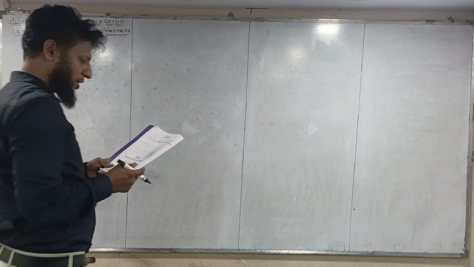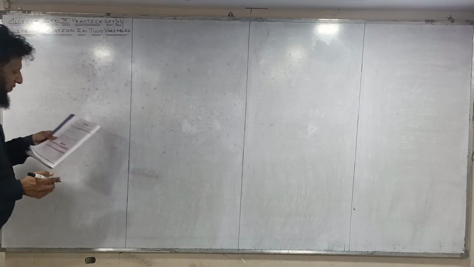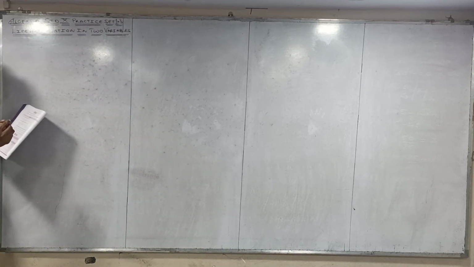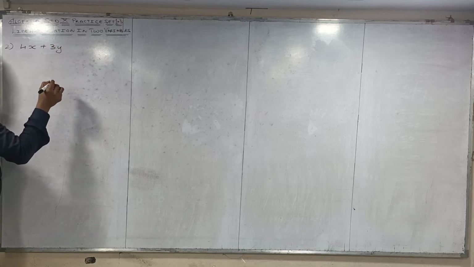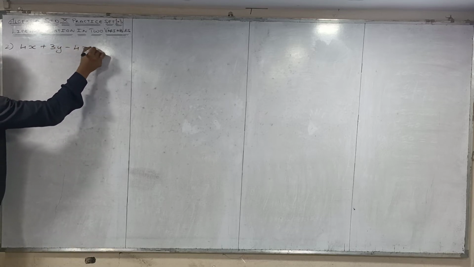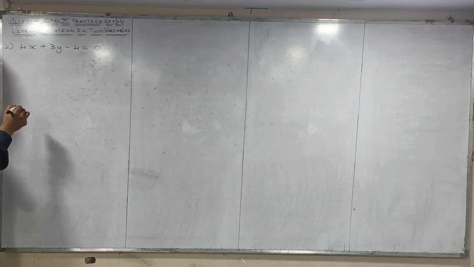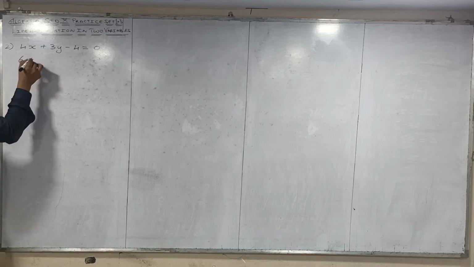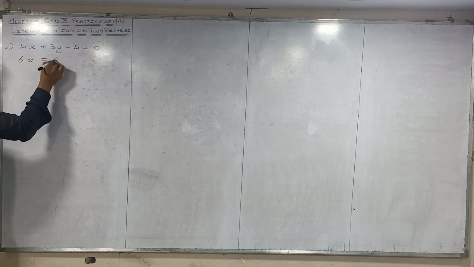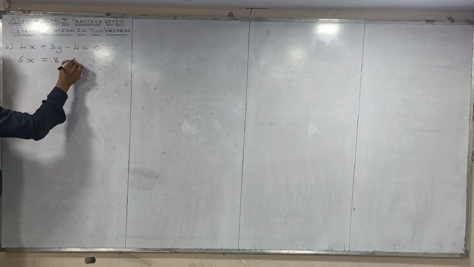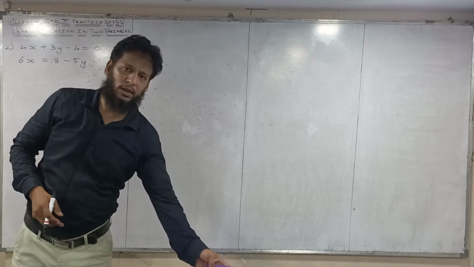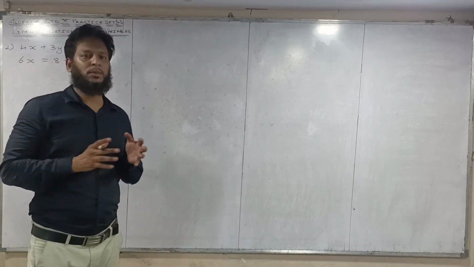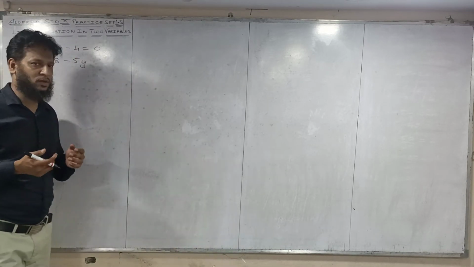Now the second question. In the second question, 4x plus 3y minus 4 is equal to 0. Next equation, 6x is equal to 8 minus 5y. So here the equations are not in proper order. So first we'll put the equations in proper order, then we'll solve the sum.